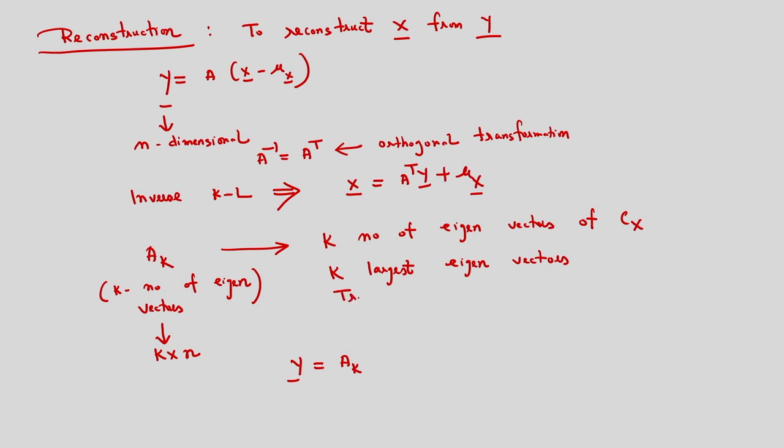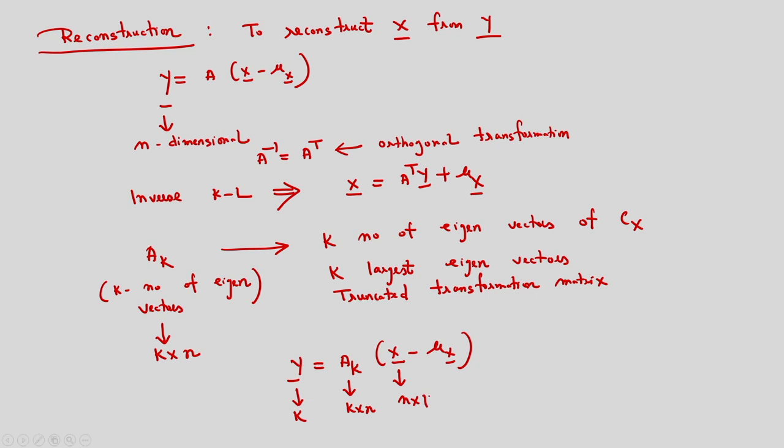So I can write, truncated transformation matrix, because we are only considering the K number of eigenvectors for constructing the transformation matrix. So Y is equal to AK (x minus mu x). What is the dimension of Y? The dimension of Y will be K. What is the dimension of AK? The dimension of AK is K cross N. And what is the dimension of X? The dimension of X is N cross 1, N dimensional. So we are getting this.